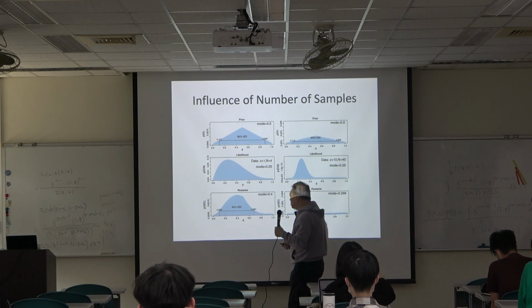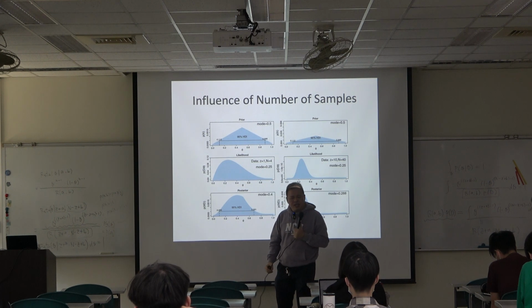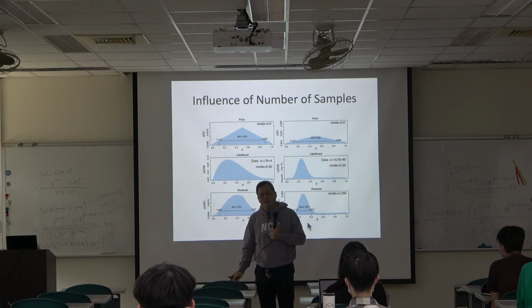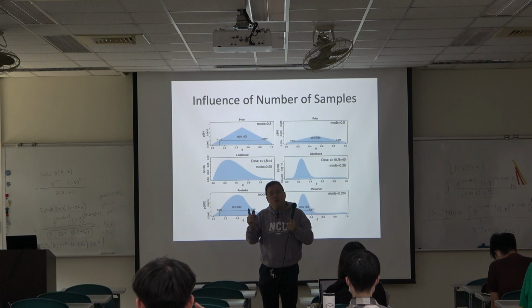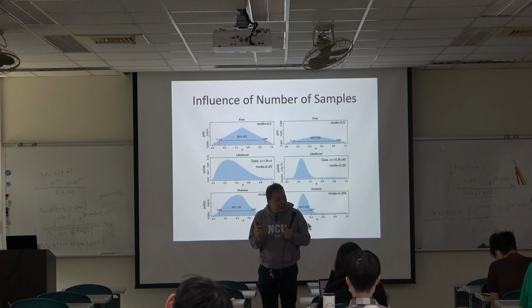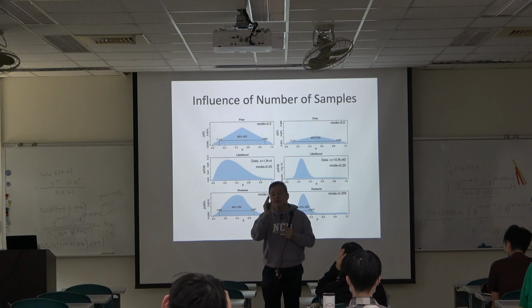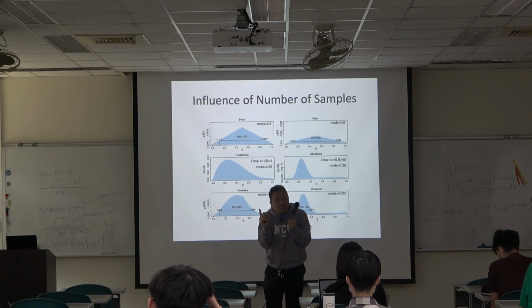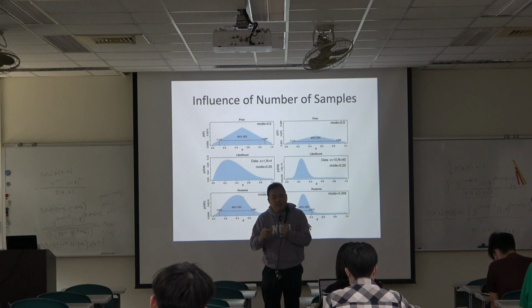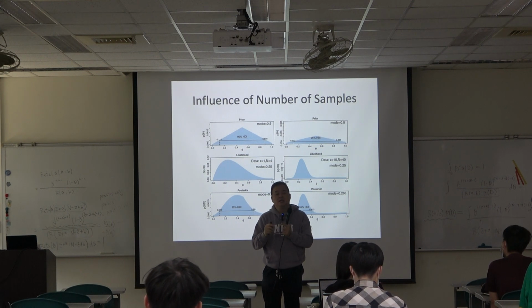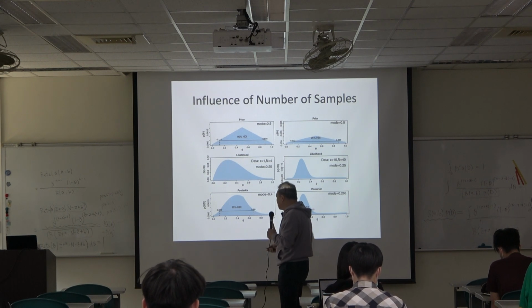So this HDI or HPD is another indication of how dispersed or how concentrated your distribution is around that central tendency. If your interval is narrower, that means you are more confident that the data is at the center.